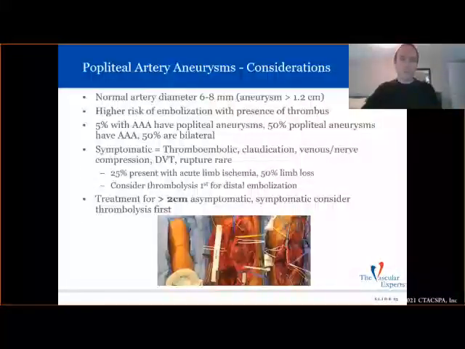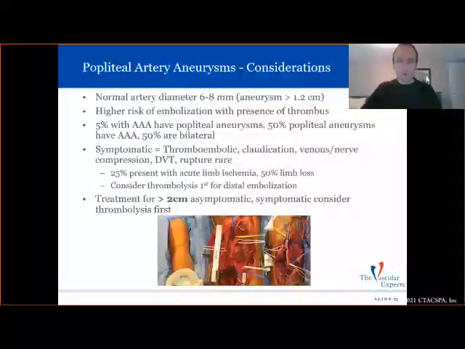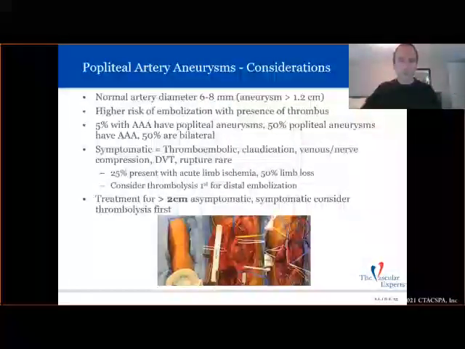Popliteal aneurysms, we treat them usually when they get to around 2 centimeters if they're asymptomatic. If they have a lot of thrombus, you can treat them slightly smaller than that because, like I said before, the major risk is embolization. And here's a picture of a posterior approach, which is a short interposition graft. You can treat it with a fem-pop bypass as long as you ligate the popliteal artery.